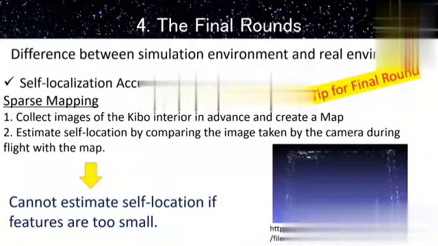Here, I'd like to introduce one typical example of differences between the simulation environment and the real environment, that is, self-localization accuracy. Astrobee recognizes its location and attitude by the technology called sparse mapping. It works in this way. 1. Collect images of Kibo interior in advance and create a map. 2. Estimate self-localization by comparing the image taken by the camera during flight with the map.